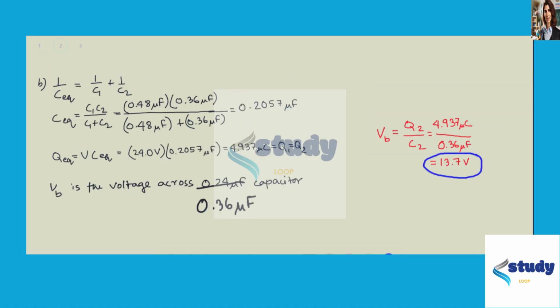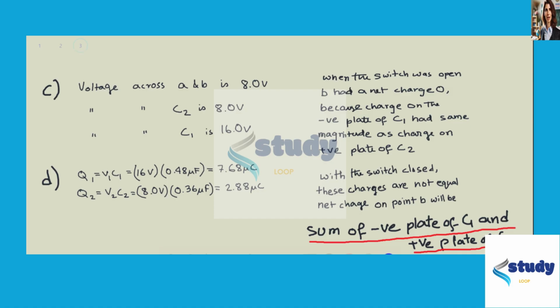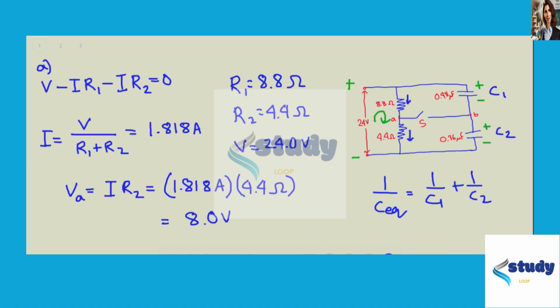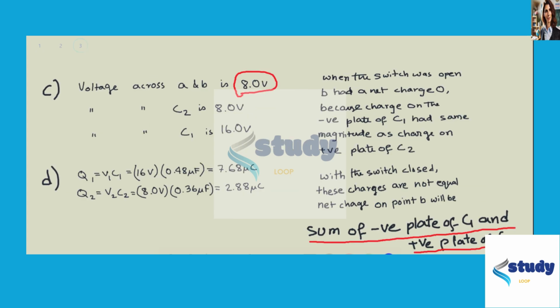So that means the voltage across A and B should be 8 volts, and the voltage across C2 should be 8 volts again, because if the drop across this part is 8, this one should be 8 as well, and C1 will be the rest. So what we did here is we subtracted 8 from the total voltage and we got 16 volts.